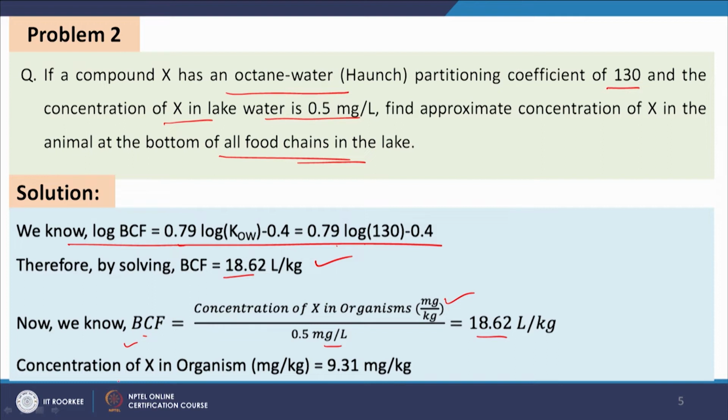So, concentration of X in organism is equal to 18.62 into 0.5, that is 9.31 mg per kg. So, this is the concentration of X in the organism that we were asked to calculate, and now we are able to find out the value of it. Okay. So, now we will see problem number 3.